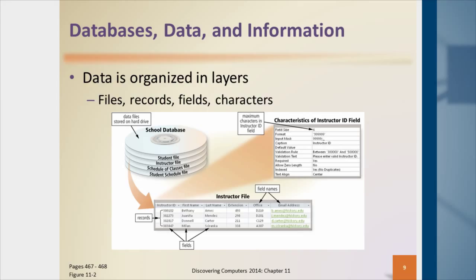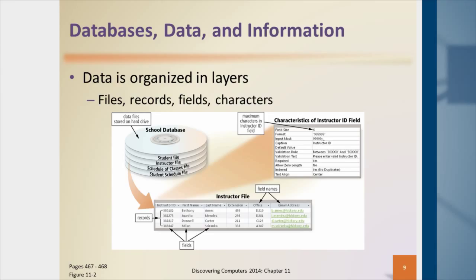So how is data organized in some sort of a database? Data is organized typically in layers. The example they give us is a school database. In a school database, we may have a variety of different things that we want to keep data or information about: students, for example, instructors, classes, student schedules, etc. A variety of different things that we want to keep data about.